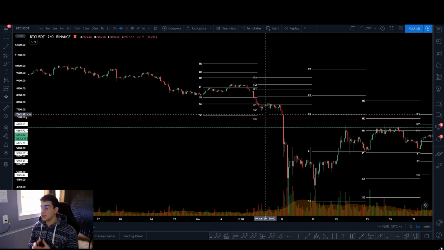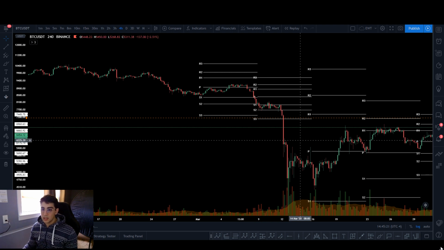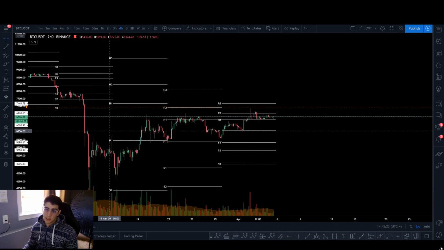Again, I just want to make sure that you guys understand this is something that I personally use as a confirmation tool sometimes, but more importantly, I use it to go with my bias. If I have an Elliott wave count that's going in a certain direction and I want to identify zones, this is a very good tool to use. Yeah, that's pretty much that.